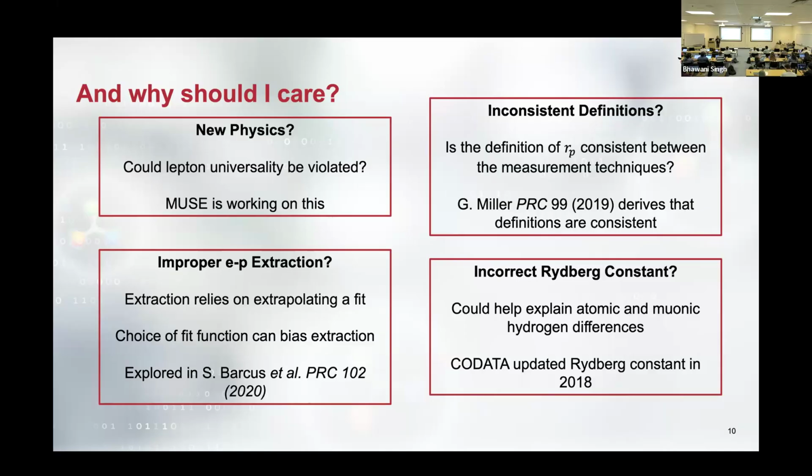Another question is, maybe we have the Rydberg constant incorrect. That is the most precisely known fundamental constant that we have. And in part due to this puzzle, that value was updated by CODATA in 2018. It doesn't resolve all of the discrepancies, but it is a piece of the puzzle and how it has impacted our knowledge of physics.